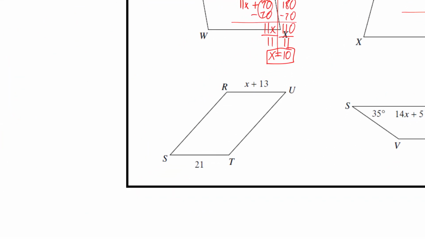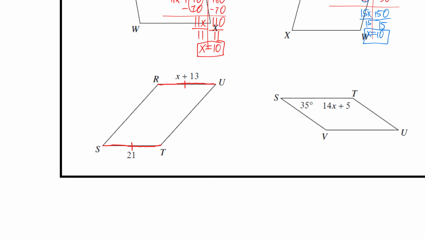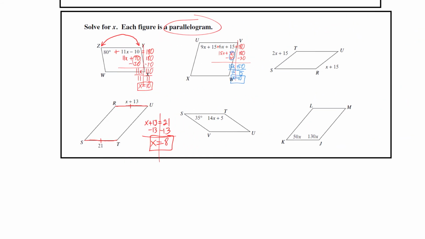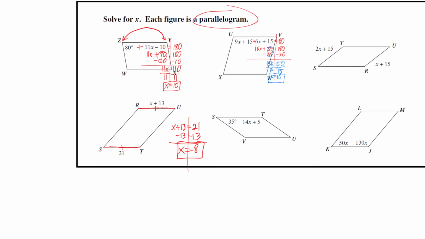Okay, on this one right here, so these are parallelograms. So in a parallelogram, what do I know about these opposite sides? They're congruent to each other. So we would just set x plus 13 equal to 21, subtract 13. So x equals 8. Rest of those, same thing. Okay, let's flip over to the back.